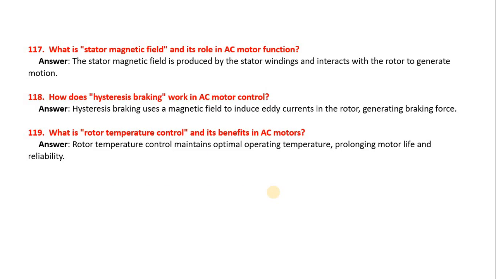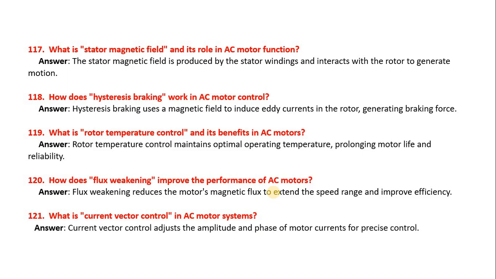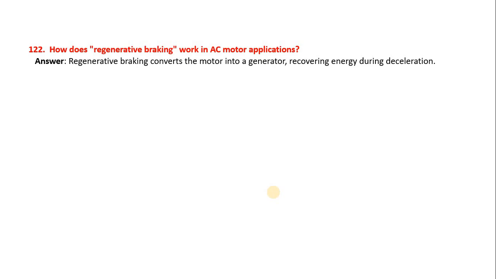motor life and reliability. How does flux weakening improve the performance of AC motor? Flux weakening reduces the motor's magnetic flux to extend the speed range and improve efficiency. What is the current vector control in AC motor system? Current vector control adjusts the amplitude and the phase of the motor current for precise control. How does regenerative braking work in AC motor application? Regenerative braking converts the motor into a generator, recovering energy during deceleration.